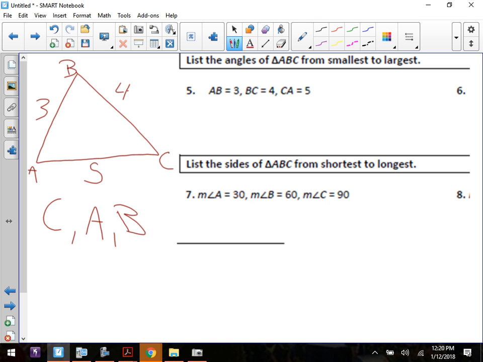Same thing works if you're talking about angles. If you want to put the sides into order, well, if I'm using the same basic diagram, I say that A is 30, B is 60, and C is 90. Where's the smallest side length? BC. The next smallest side length then would be AC, and then therefore the largest side length would have to be AB.